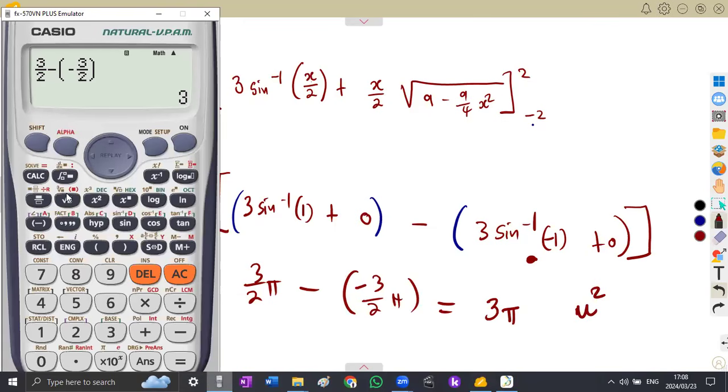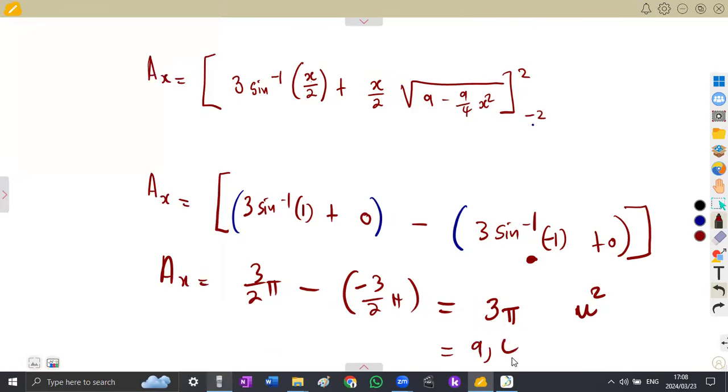If you simplify this, 3 times pi in square units, as a decimal it's something like 9.42. You can even fix this to 3 decimal places. That's going to be 9.425, which is what? In square units. That is the idea there. That is how you could have calculated our area.